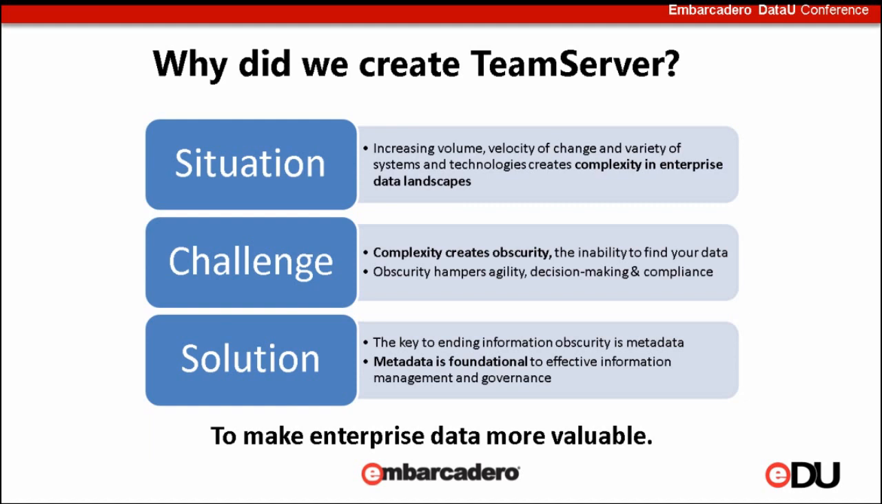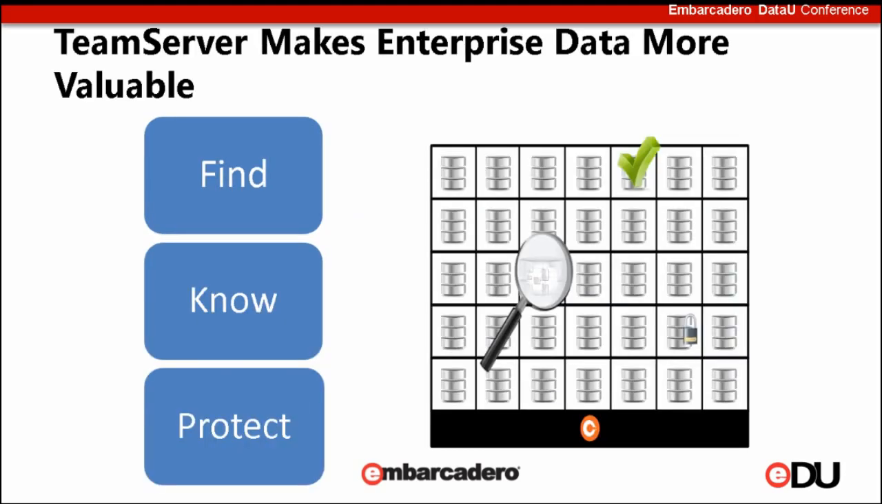So why do we create it? Again, this is going to be back to the same one before. The key to ending information obscurity is the metadata. So we need to do that. And it's just the last one here, we're trying to make enterprise data more valuable by cleaning it up, by defining it, by structuring it, by protecting it. With Team Server, the users are empowered to find, know, and protect the critical enterprise information assets.